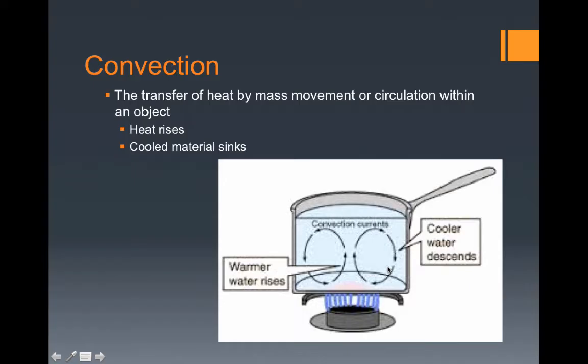Our second type is convection. Convection, we've heard of convection currents when we were studying plate tectonics. Convection is the transfer of heat by a mass movement or circulation within the object. So our particles here are getting heated up by this stove, and our warmer water rises because it's less dense. Our molecules spread out because they're hot. They don't want to be next to each other. And then this cooler water up top is cooling down because it's further away from the heat source. And that cold material will sink down because it becomes more dense. The molecules are squished together because they want to get warmed up.